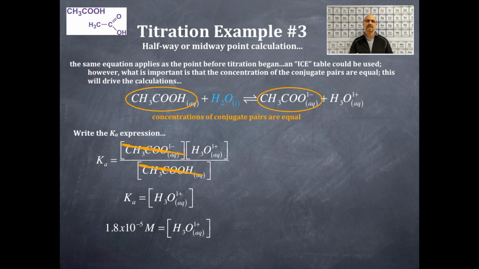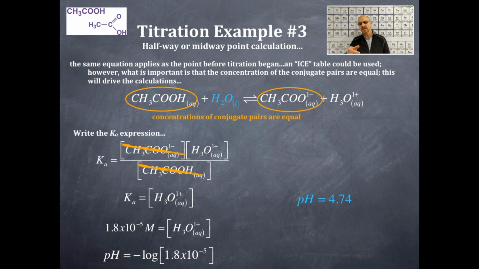So what am I going to do to get the pH? Take the negative log of the hydronium ion concentration. Now I'm going to get the pH. So negative log of hydronium ion concentration. I'm going to get that value, and that's going to be a pH of 4.74. Okay, remember, at this halfway or midway point, the pH is equal to the pKa. The pH is equal to the pKa at the halfway or the midway point.